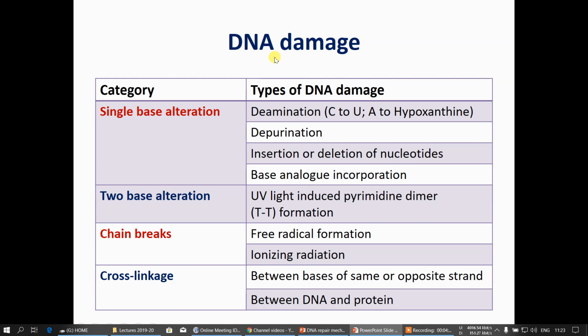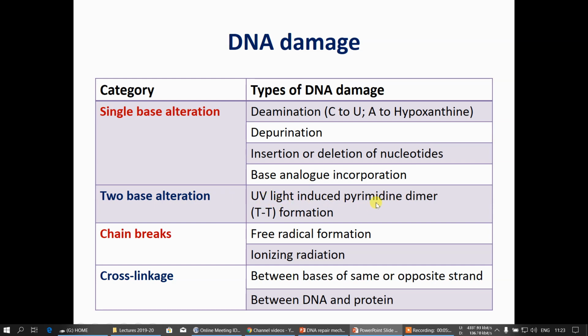How can DNA damage occur? There are three different types of DNA damage: single base alteration, where only one base is altered; two base alteration; chain breaks; or cross linkage. Single base alteration occurs by deamination, by depurination, by insertion or deletion of nucleotides, or by base analog incorporation.